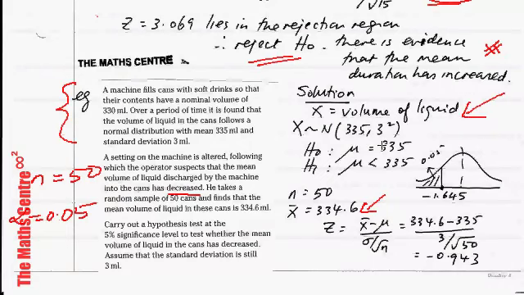We are told that X is normal with a mean of 335 and a variance of 3 squared. So define the hypothesis. H naught, mu equals 335, that we get from the first paragraph, the number here. And remember, we are testing whether the mean volume has decreased. So we have H1, the alternative hypothesis, mu less than.